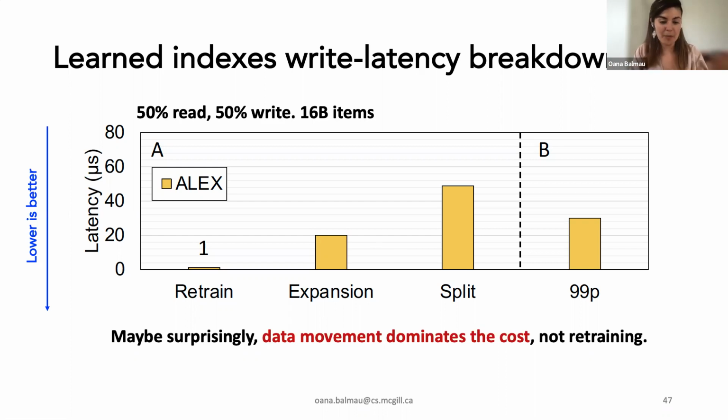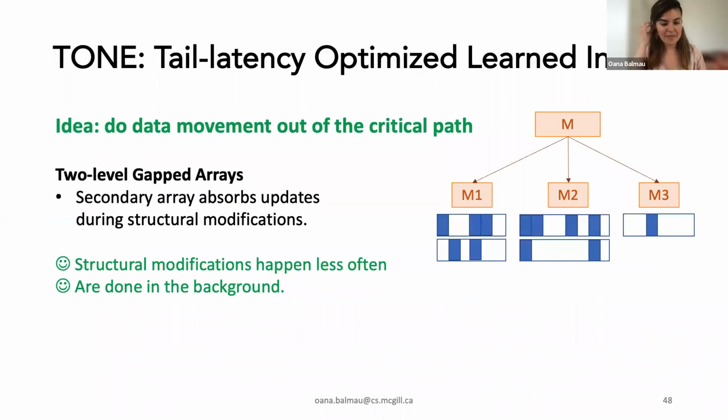So Tone is built on top of Alex. It's using pretty much all of the same mechanisms that Alex used, apart from this secondary gapped array that we add. So the idea in Tone is to do the data movement outside of the critical path to be able to bring the latency down. So that's why we introduced a two-level gapped array. The secondary array is used to absorb the updates during the structural modifications. So that means that the structural modifications would happen in the background and less often.